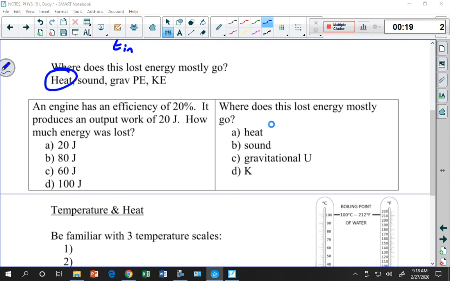Let me pull up the clicker base. If I have an efficiency of 20% and I get an output work of 20 joules, what did I start with? That's the first question you need to ask. And then I'm asking here for how much energy was lost. So if I put in so many joules and I only get 20 joules out, then how much energy did I lose?